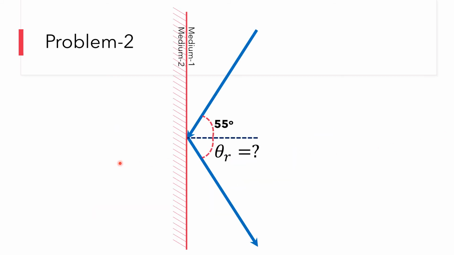One more problem for us. Just the difference is that now it is oriented in a different direction. This is medium 1, this is medium 2. The light is coming, falling onto a surface and bouncing back into the same medium 1. So what is given this time? The angle of incidence is given as 55 degrees. So we have to find the angle of reflection. Yes, very simple. 55 degrees.